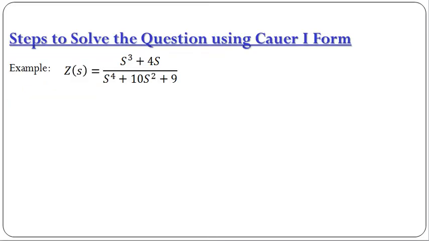Now let us see the steps to solve the question using the Cauer first form. Here I have taken an example where Z of s is given, that is s cube plus 4s divided by s power 4 plus 10s square plus 9. So we have to realize this function Z of s using the Cauer first form. Let us see the steps one by one.